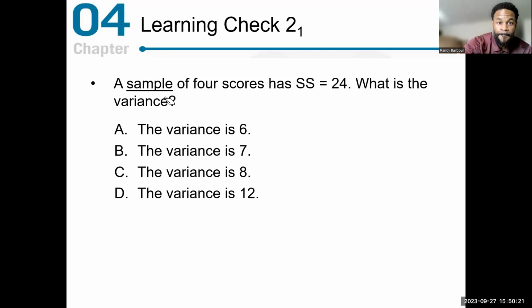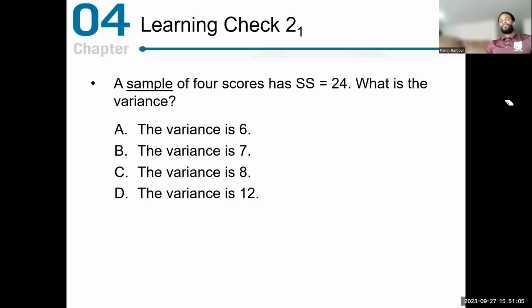You can put it in the chat if you want. What answer would you get? And again, we're just finding the variance. They gave us the sum of squares, and all I have to do is find the variance. Anybody got any guesses? You said it's A? I believe so.